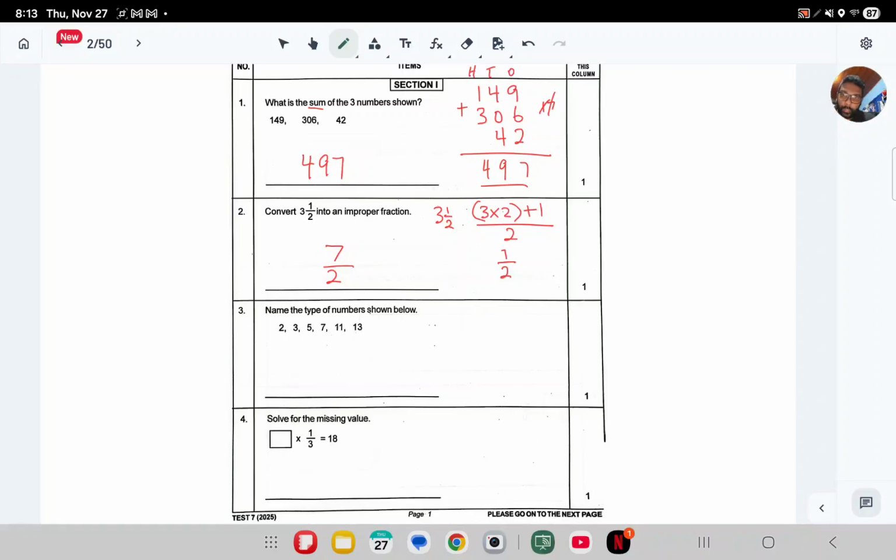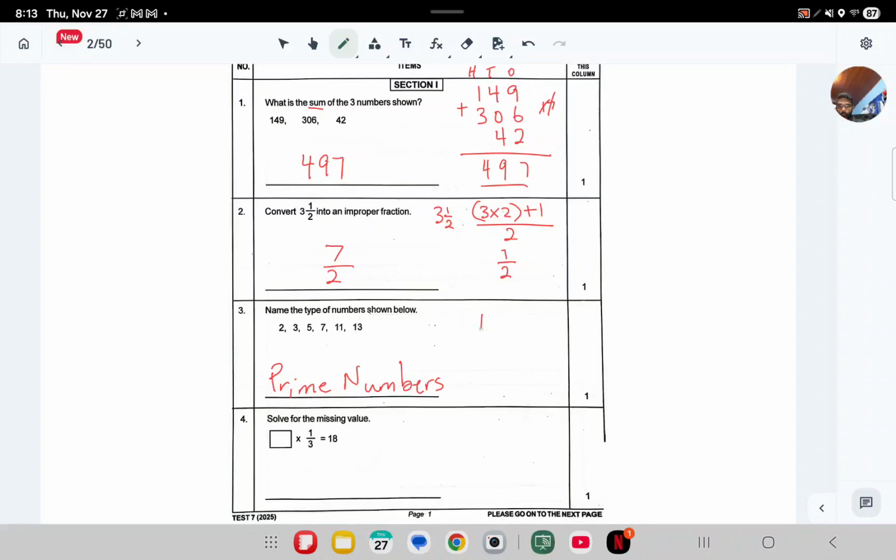Alright, number 3, name the type of numbers shown below. 2, 3, 5, 7, 11, 13. These numbers are known as prime numbers because they only have 1 and itself as factors, which means the only way to get these numbers is to multiply the number by 1 and itself.